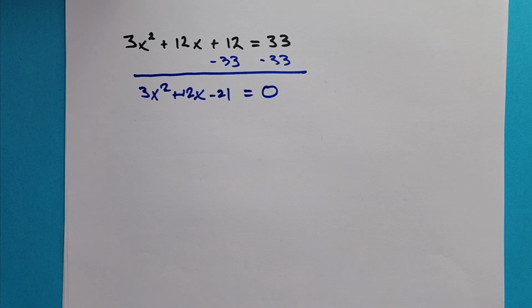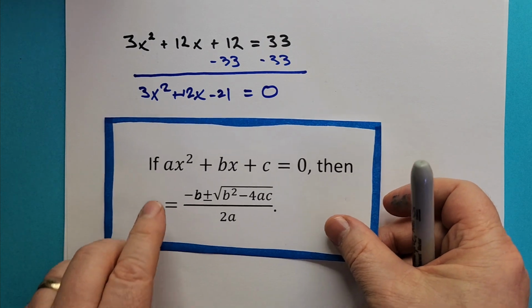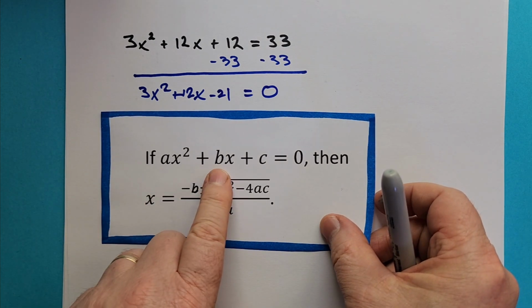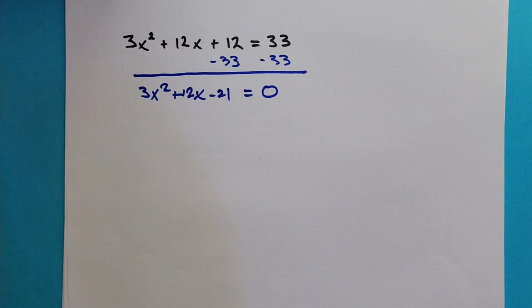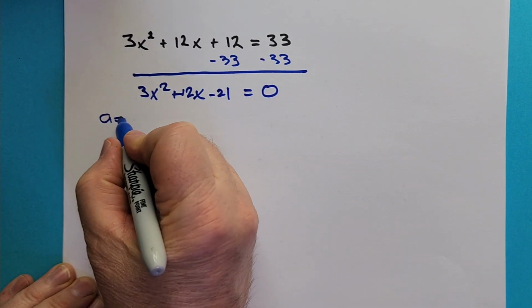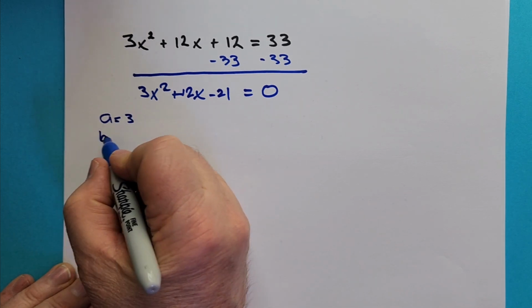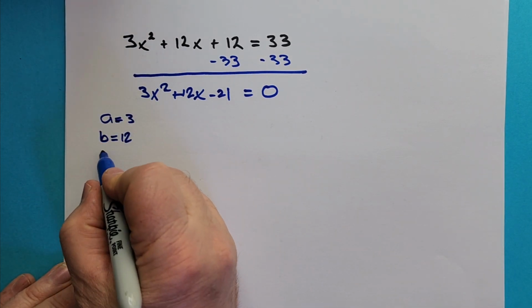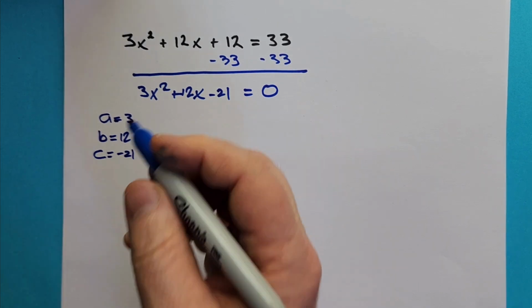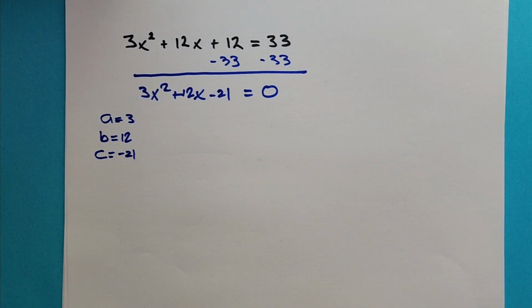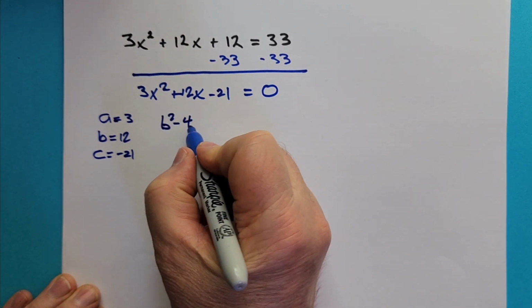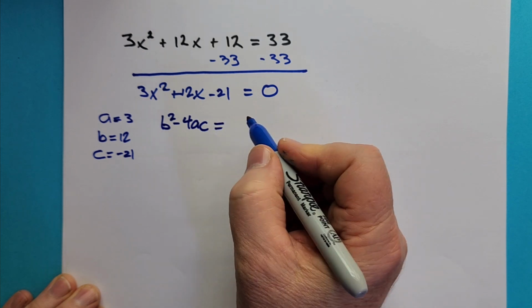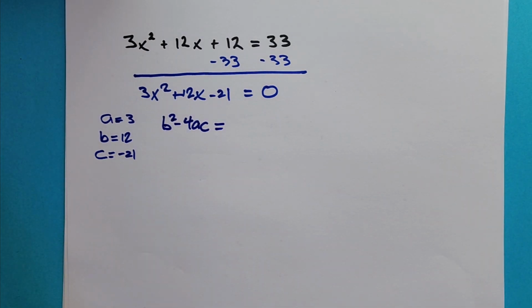Okay, so now we have the equation in standard form. We can go ahead and identify the parameters a, b, and c. Remember, a is the coefficient on x squared, b is in front of x, and c is the constant out there without a variable. So we'll go ahead and list those out so we can calculate the discriminant. So a is 3, b is 12, and c is equal to negative 21. Now let's go to work on this. We're going to do the b squared minus 4ac. We're just focusing on the discriminant for now. That's the most important part of the whole process.